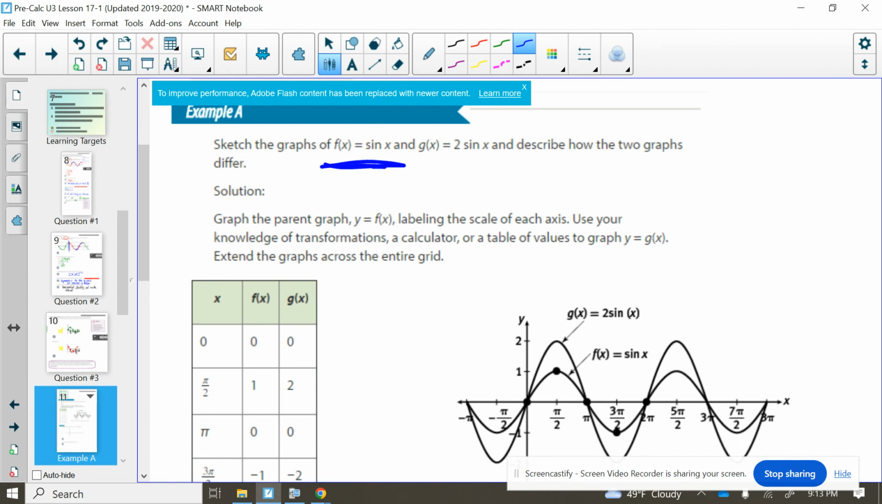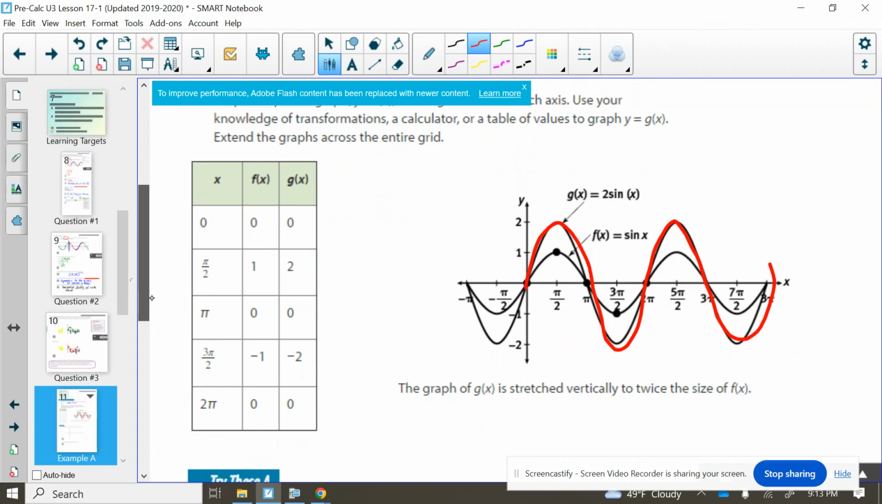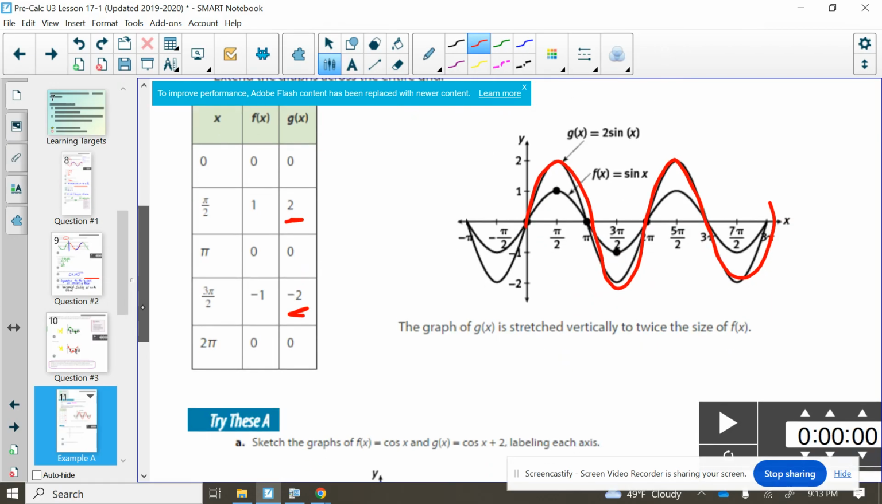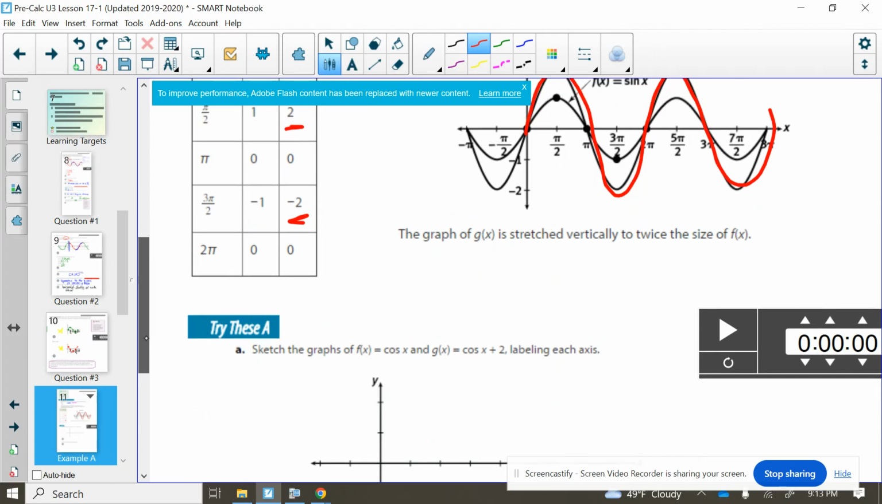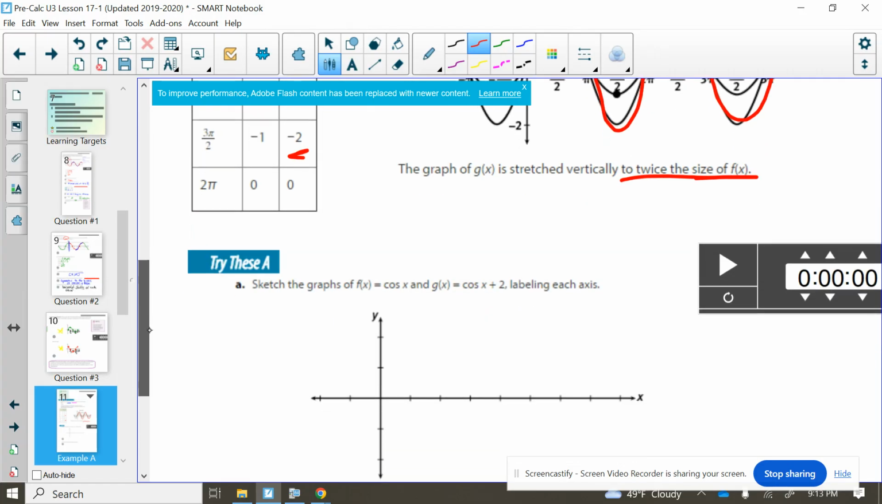So notice we have the parent function, sine of x, and then g of x is going to be 2 sine of x. So what's going to happen is with that 2 sine of x, that 2 is causing our graph to be stretched further than it was before. So notice it's kind of doubling that value of our max or our min for that vertical stretch. So again, we see it's twice that size.